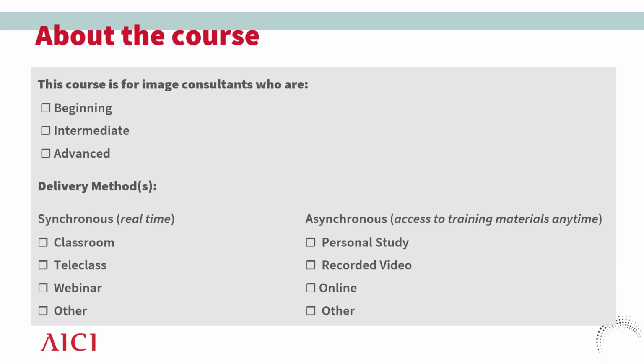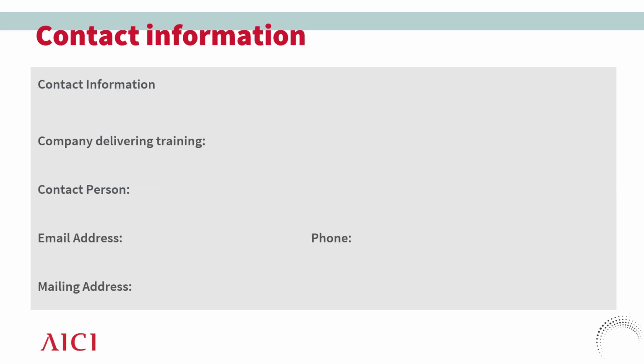What are the delivery methods? Synchronous or asynchronous? Examples of synchronous delivery methods are classroom, teleclass, webinar, or anything where the training is conducted in real time. Asynchronous examples are personal study, recorded video, online, or any delivery method where the training materials can be accessed at any time. Include contact information, the company delivering the training, the contact person, and their email address, phone number, and mailing address.